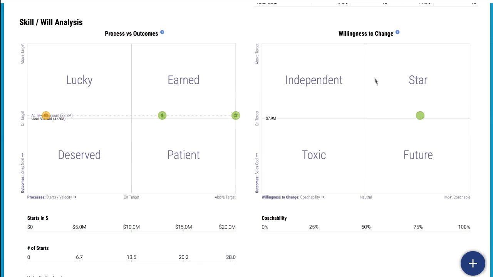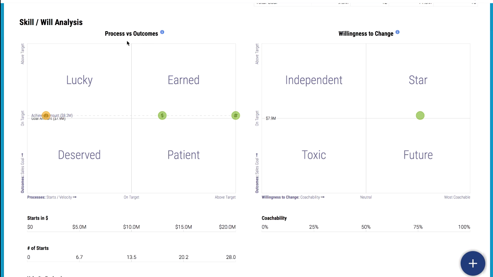Your willingness to change quadrant on the right side shows you coachability, and if your salesperson is willing to change. The horizontal line measures the exact same thing that the Process versus Outcomes quadrant measures, which is are you over your goal or are you under your goal? In this scenario, those 4 dots will be at the exact same level. Now, the vertical line measures coachability. If you are coachable, if you're accomplishing your coaching commitments that you've set with your manager, you'll find yourself on the right side. If you are not accomplishing those coaching commitments, you will find yourself on the left side.